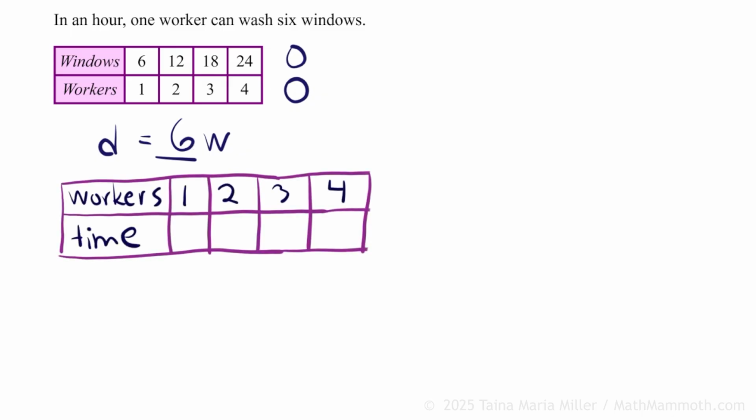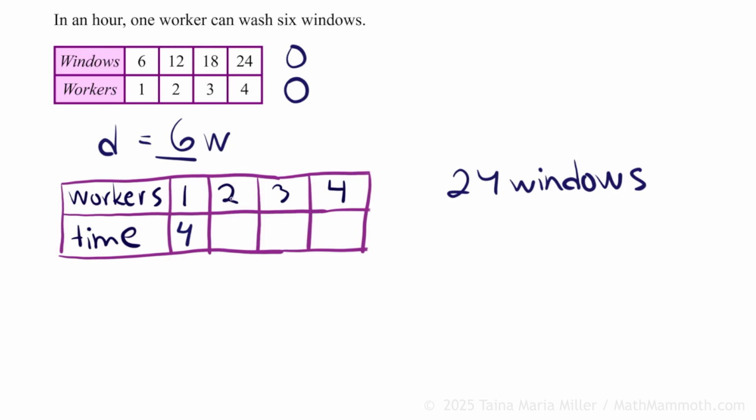But now let's say I change the situation a little bit. And instead of 1 hour, we now vary the time. But this time we have 24 windows exactly. So the number of windows is not changing. But we are looking at how many workers there are and then how much time they will take to wash these 24 windows. Since 1 worker can wash 6 windows in an hour, if I have just 1 worker, that worker will take 4 hours, right? To wash these 24 windows.